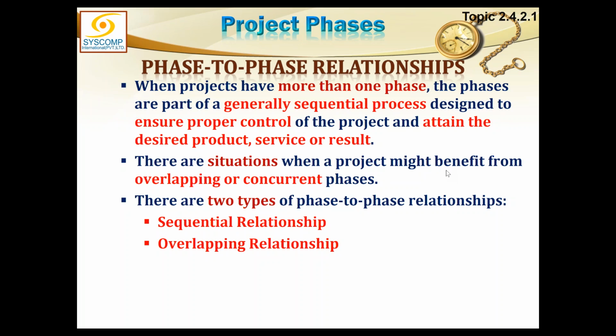There are situations when a project might benefit from overlapping or concurrent phases. So there is a possibility that sometimes we may have to overlap. There may be some concurrency in two phases. Like, one phase has been completed and the last step was some inspection to be carried out. And the government person who has to come and inspect is wasting time, he is not coming. So what should we do? You start the next phase. That means the first phase has not yet been approved. It has not officially finished, although we declare it done.